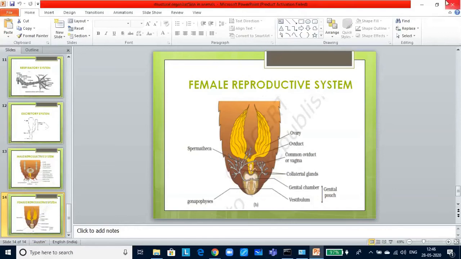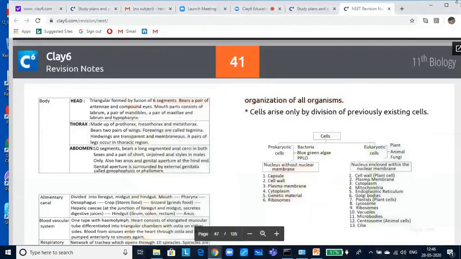So these are the key points of this lesson which you are expected to learn. Now with this, let us go and take a test.